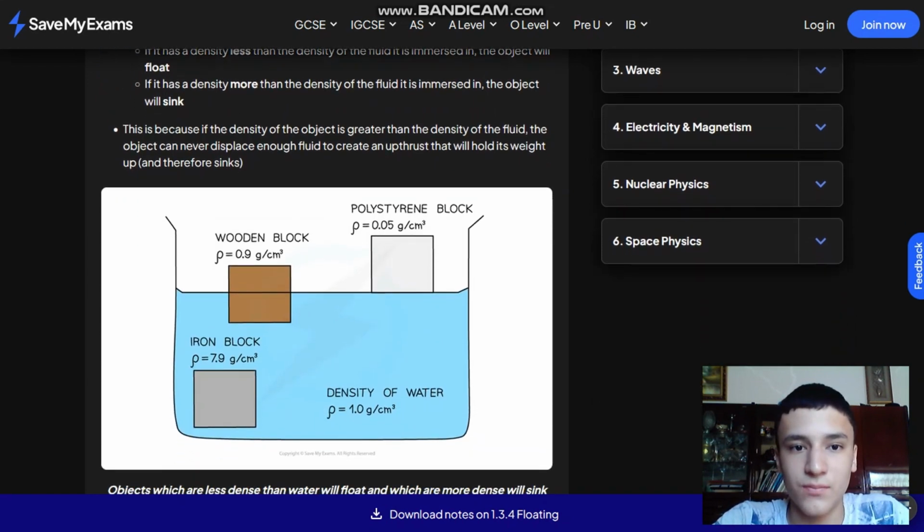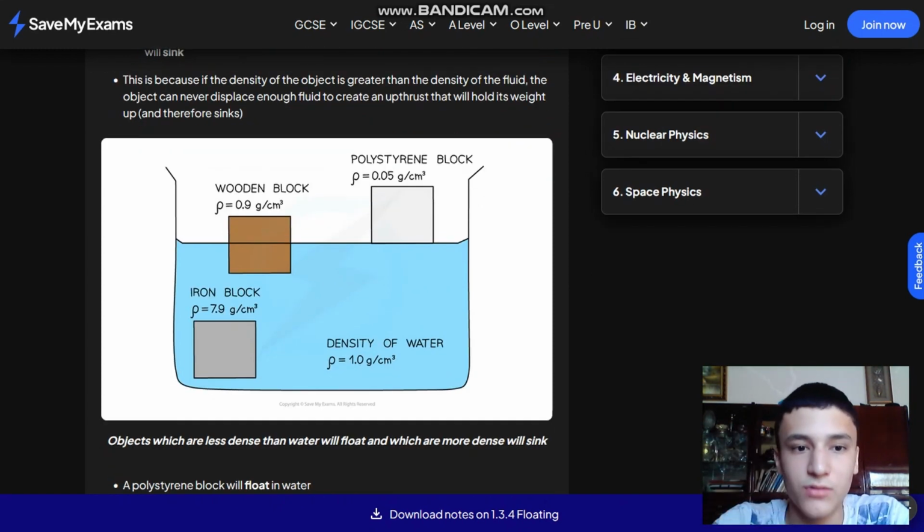As you can see here, water has a density of 1.0 grams per centimeter cubed. When converted to kilograms per meter cubed, it's 1000, remember? The wooden block has 0.9, so it's floating. But the iron block has a higher density than water, so it's sinking. This polystyrene block has a much lower density than water, so it's not even sinking. It's absolutely floating.